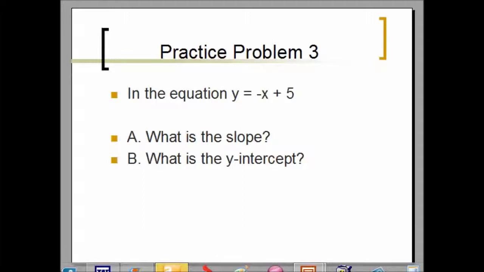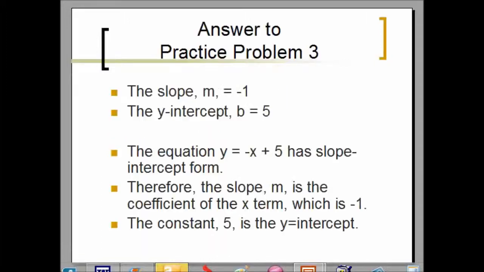Practice problem 3. In the equation y equals negative x plus 5, what is the slope and what is the y-intercept? The slope m equals negative 1. The y-intercept b equals 5. The equation y equals negative x plus 5 is in slope-intercept form. Therefore, the slope m, which is the coefficient of the x term, is negative 1. The constant 5 is the y-intercept.